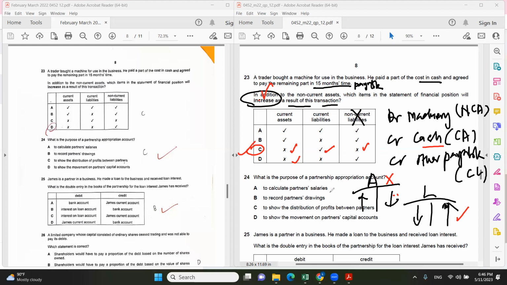Okay. Can move. Let me check the marking scheme because I think the answer was D. You check. I believe the answer should be C.